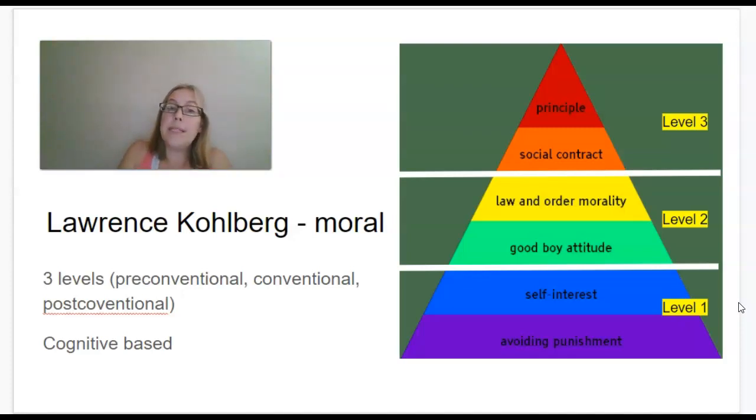And then level 3 is higher order, thinking about I've internalized society's rules, I've thought about my own beliefs, and I'm coming up with a more critical thinking aspect of this. In principle is that highest order of level 3, which we would say someone like Mother Teresa or Gandhi would be at. So that's the moral development in a nutshell.